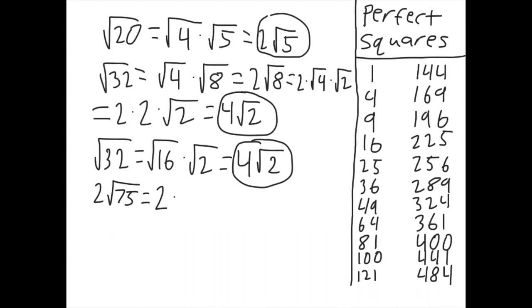So, looking through, 4 doesn't work, 9 doesn't work, 16 doesn't work, 25. 75 divided by 25 is 3. So we say 2 times the square root of 25 times the square root of 3. Then 2 times square root of 25 is 5 times the square root of 3. So 10 square roots of 3.